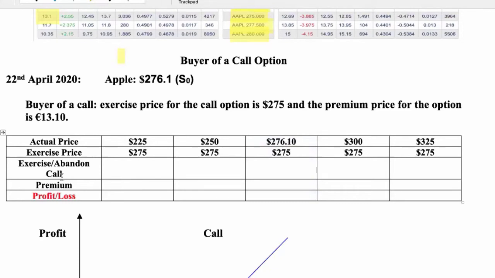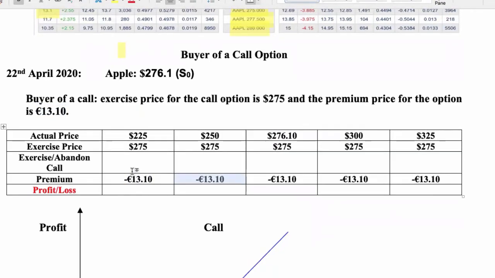I'm going to put in the premium. The premium also stays fixed, so I'm just going to copy that in. Remember, it's a negative. And then we decide whether we're going to abandon or exercise the option and whether we're going to claw back our premium or just let the seller keep it. So let's look at the scenario here.